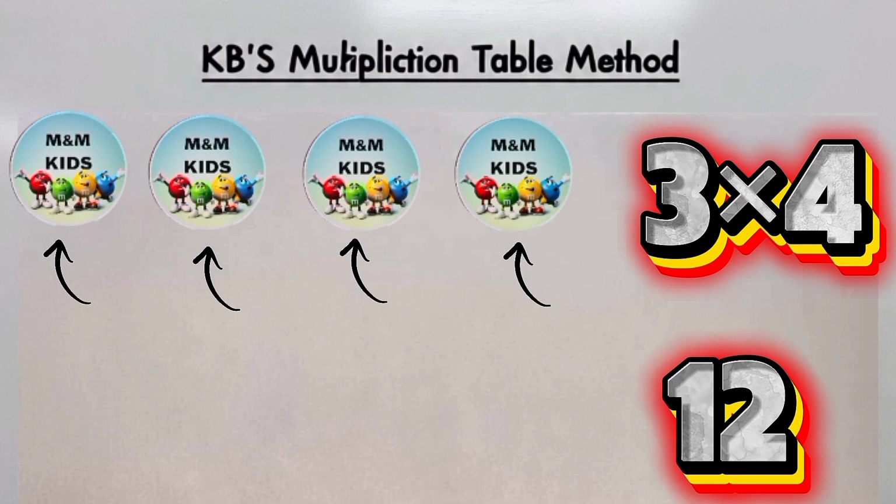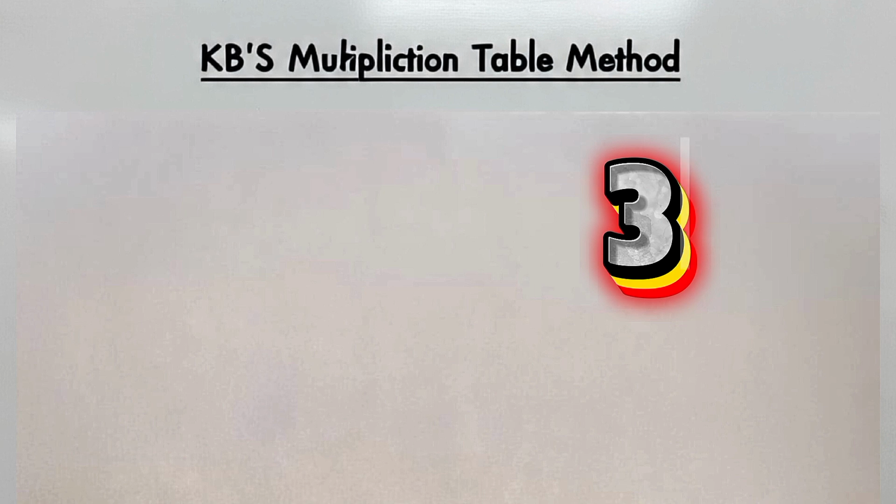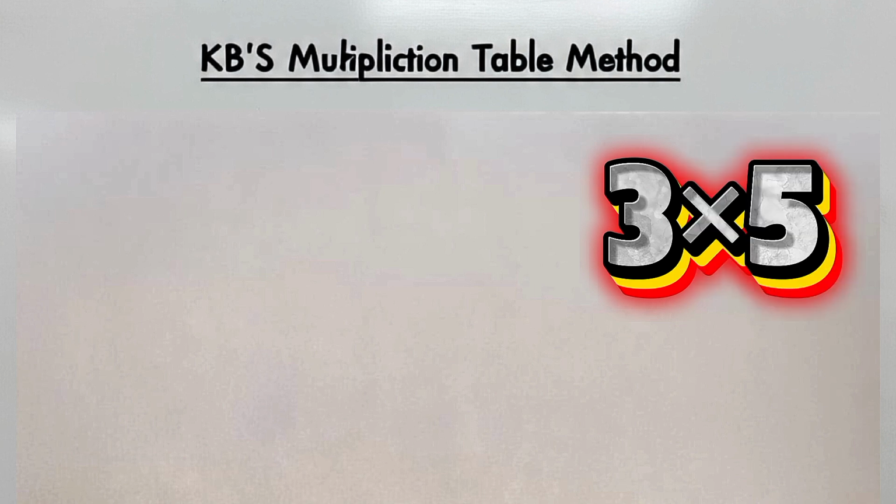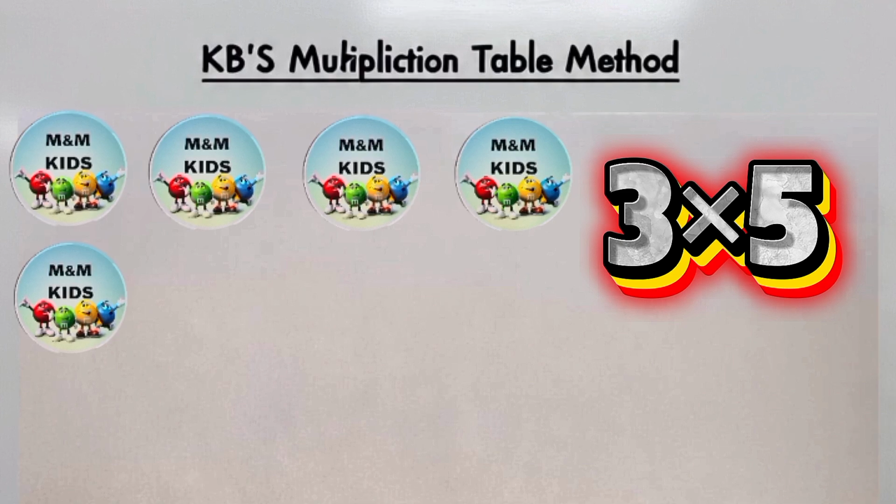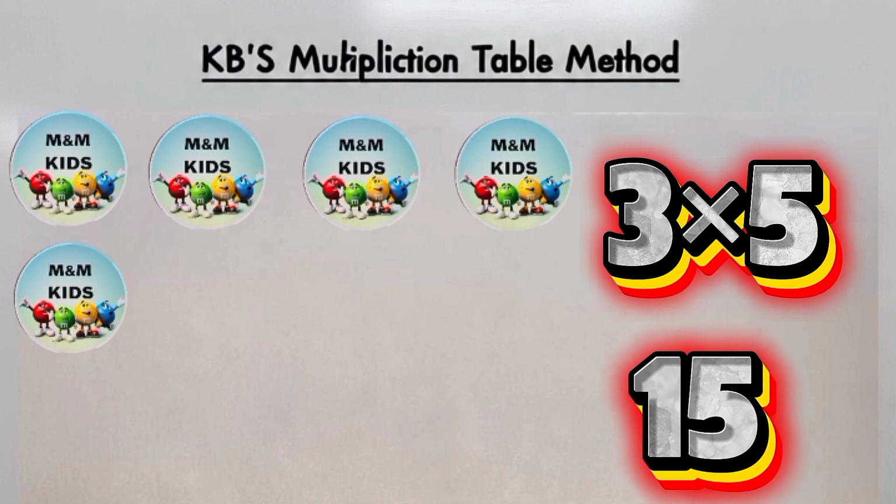Let's do 2 more examples together. What is 3 multiplied by 5? Ready? Let's count together. 3, 6, 9, 12, 15. How many do you have, kids? 15. That's right. 3 times 5 equals 15.